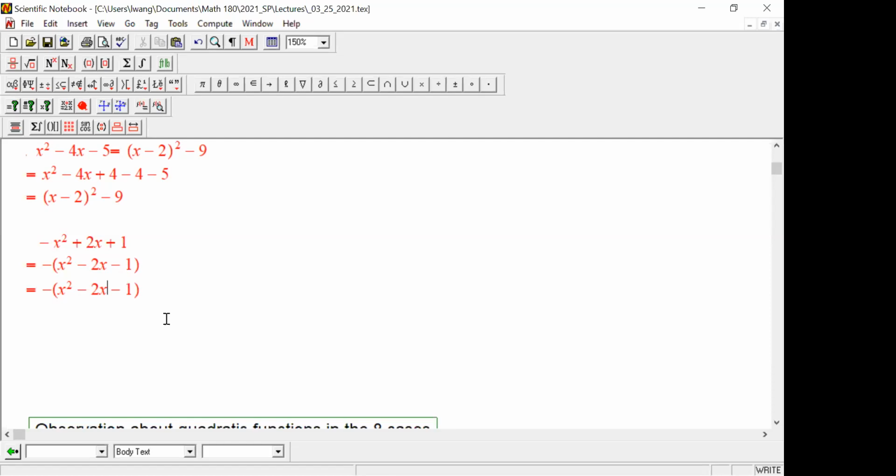Oh, you just add 1. That's right. You add 1 and then subtract 1, because you have to maintain that equal sign, right? Yeah. And then what?